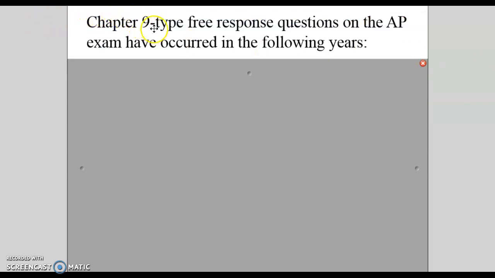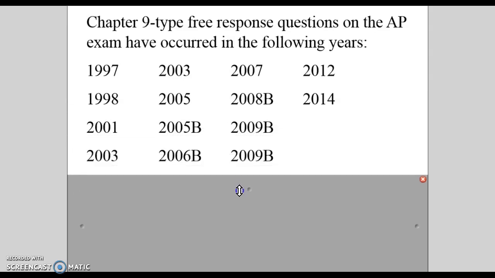Chapter 9 was significance tests, and I wanted to show you that there have been Chapter 9-like free response questions on AP exams in the following years. So in the following years, there was a question on the AP exam that was basically a Chapter 9 question. You can see this is a pretty long list. There were a couple years where they gave two different versions. In 2009 on Form B, there were two different questions that were Chapter 9.